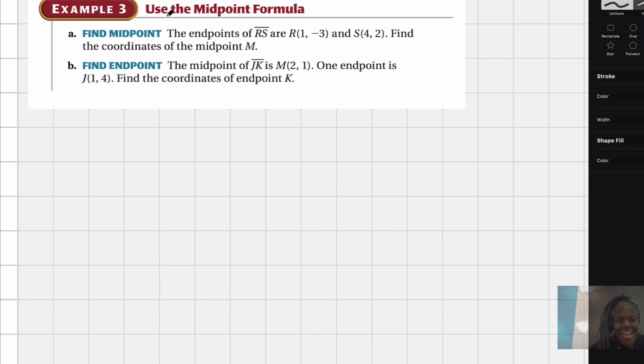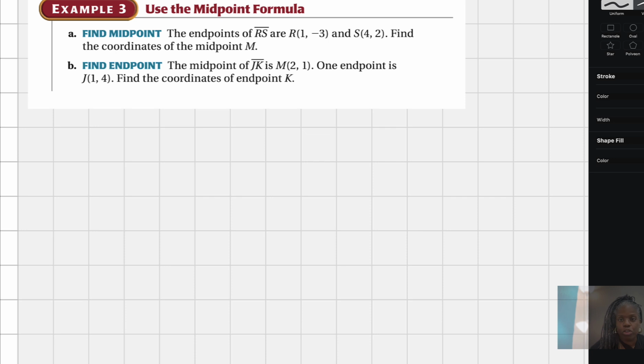For this one, we're asked to use the midpoint formula. I'm going to draw a picture too. You don't have to draw the picture every time, but you might want to draw it now just so we can make sure it visually makes sense. It says find the midpoint. The endpoints of RS are at (1, -3) and (4, 2). Find the coordinates of the midpoint.